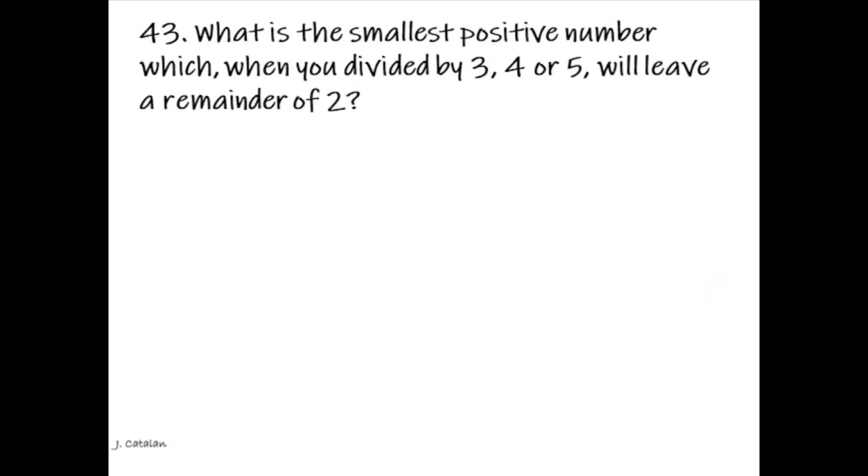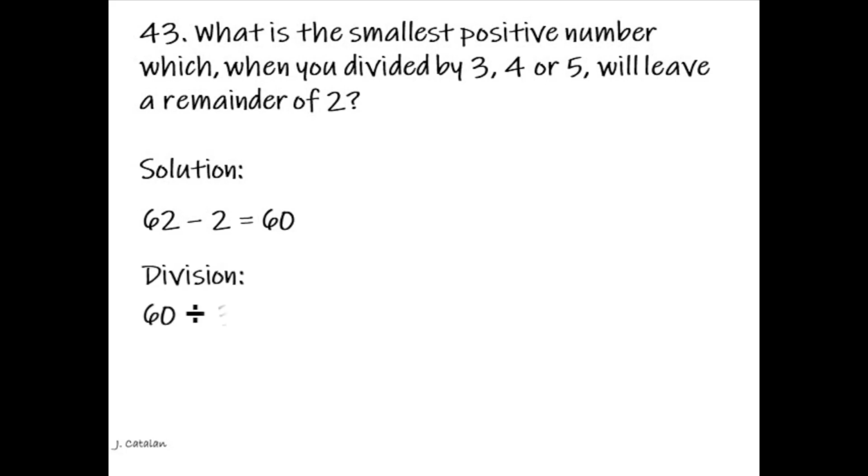What is the smallest positive number which, when you divide it by 3, 4 or 5, will leave a remainder of 2? Solution. I picked 62 from the given options. To begin our computation, 62 subtracted by 2 is equal to 60. Let us divide it by 3, 4, and 5.